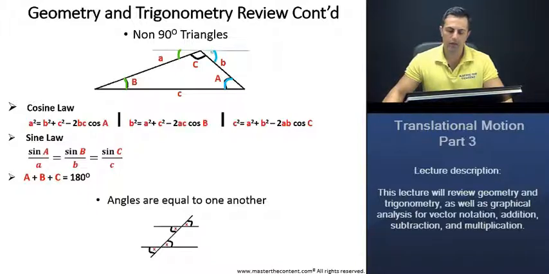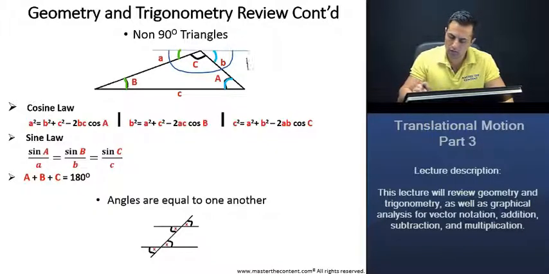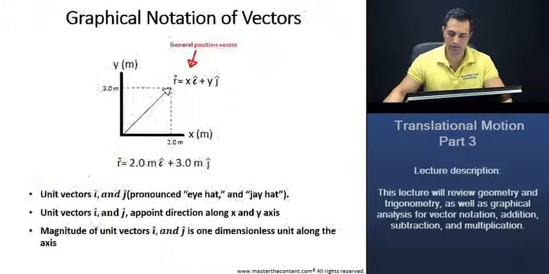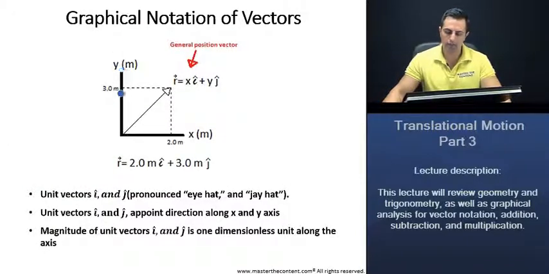Thus, we also know that half a circle is going to be 180 degrees, and from that bit of information, we can say that A plus B plus C gives us 180 degrees. Wonderful. Let's use all the information that we have now for geometry and trigonometry review, and now we'll do some vector addition and then some examples. Beginning here with graphical notation of vectors.